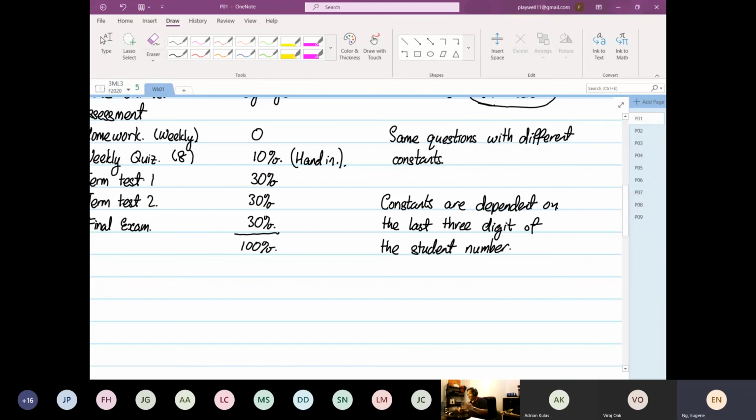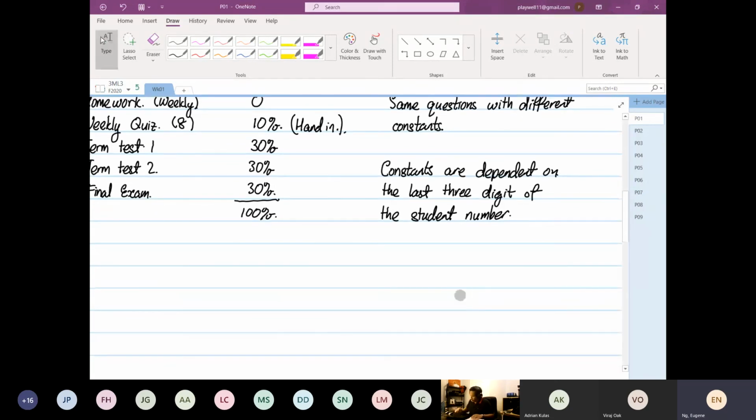I've checked, none of you have a repeating student number. So if your student number is 400016231, for example, the most important thing is the 231. So 2 is known as your A, 3 is known as your B, 1 is known as your C. So the last 3 digits of your student number are A, B, and C.